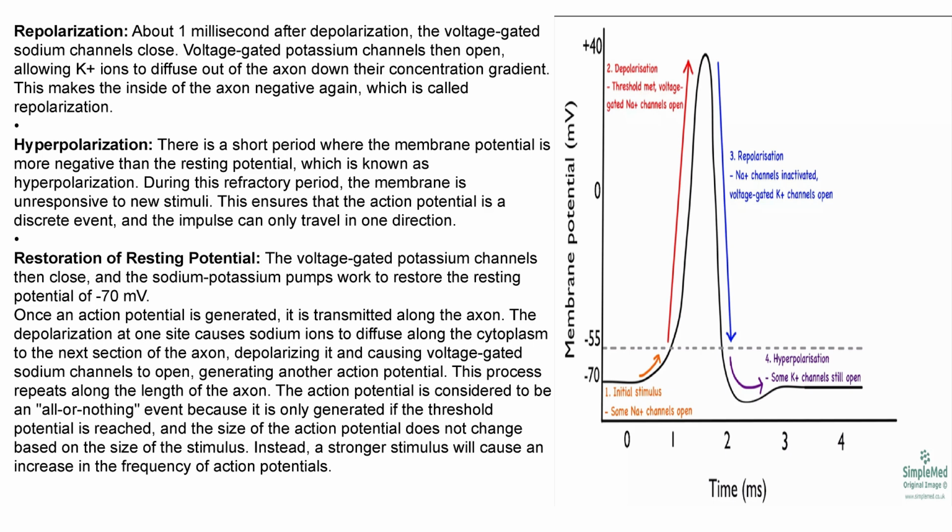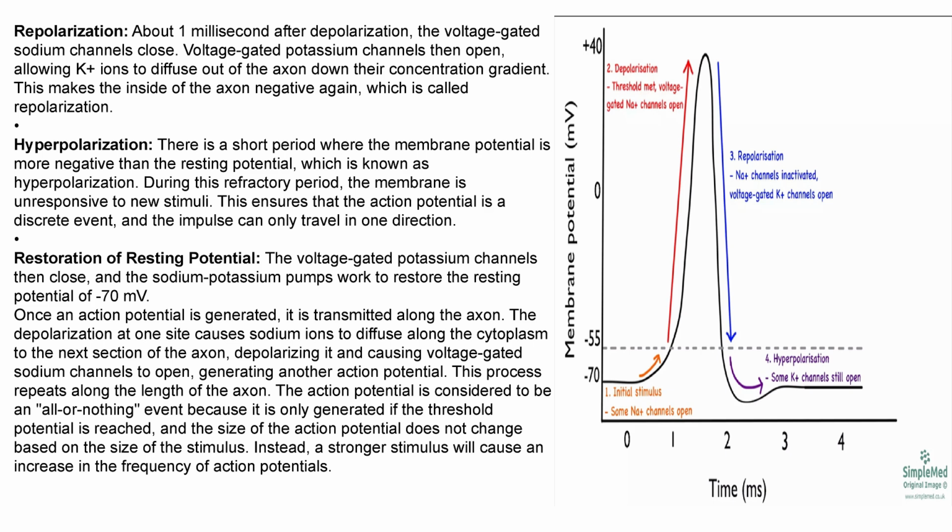Once an action potential is generated, it is transmitted along the axon. The depolarization at one site causes sodium ions to diffuse along the cytoplasm to the next section of the axon, depolarizing it and causing voltage gated sodium channels to open, generating another action potential. This process repeats along the length of the axon.